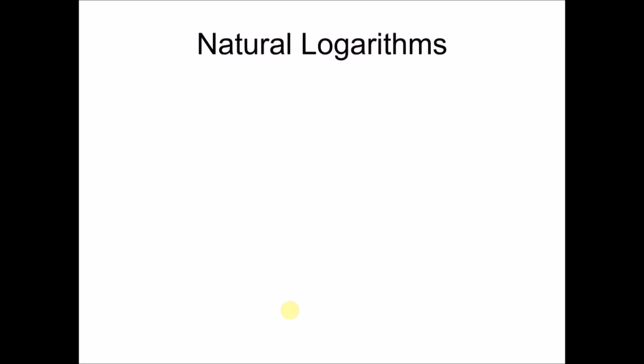The next part is about natural logarithms. Natural logarithms are logarithms with a base e. For example, log base e of 5, log base e of 10.